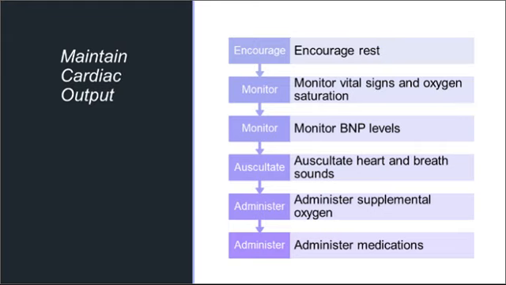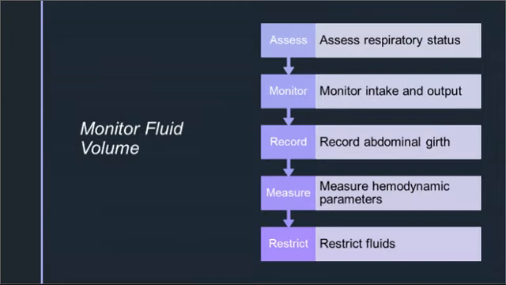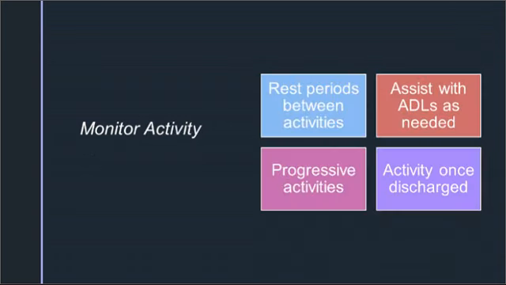Auscultate your heart and breath sounds. You're looking for S3, S4 gallops. You're looking for crackles in the lungs. Administer supplemental oxygen. Administer the medications to help with your cardiac output. Monitor your respiratory status, I&O, abdominal girth, hemodynamic parameters, and restrict your fluids. Rest periods with activities. Assist with ADLs, educate on activities once at discharge, and teach them about progressive activities as tolerated. And that is the end of this lecture.